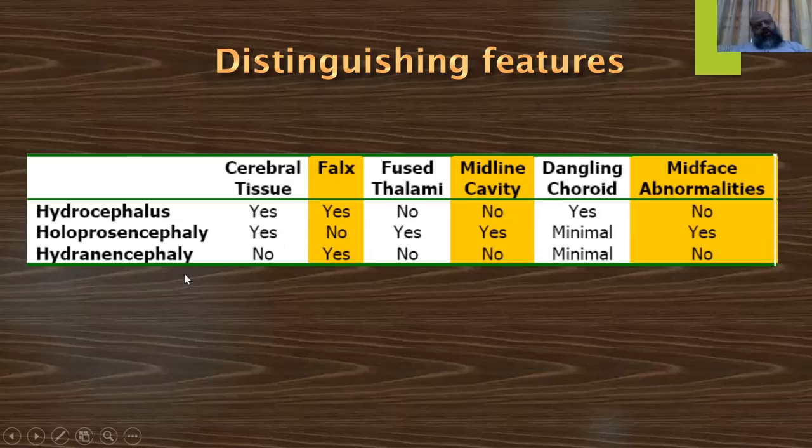And the third condition is hydranencephaly. Cerebral tissue is not seen. Why? Because in most of the cases, both internal carotids are obscured or occluded. Falx is seen. Thalami look normal. No midline cavity. Dangling choroid not usually seen. Mid-face abnormalities not seen.